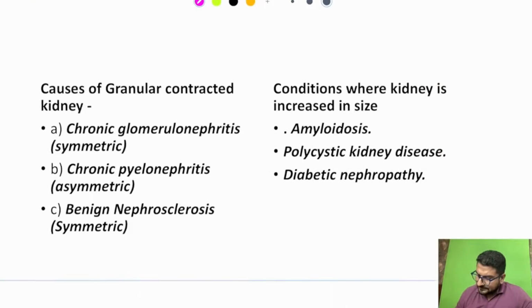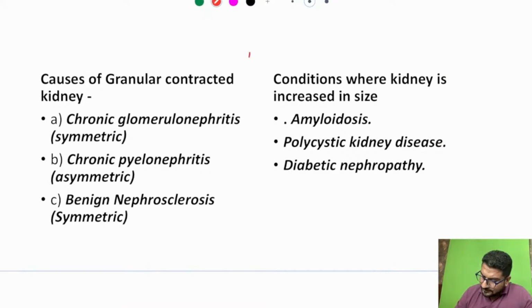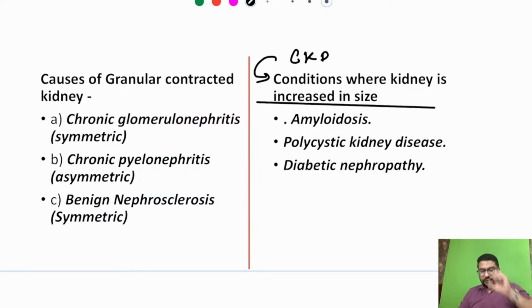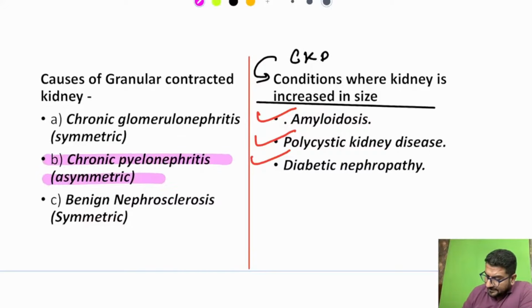Now they ask you what are the causes of contracted kidney and what are the causes of diseases where CKD kidney size increases. So these are the examples of CKD conditions where kidney size increases. Normally in CKD kidney size is small, but understand in amyloidosis, in PCKD and diabetes, kidney size will increase. Contracted kidney, understand asymmetrical contracted kidney, one side kidney is small, one side kidney is big.